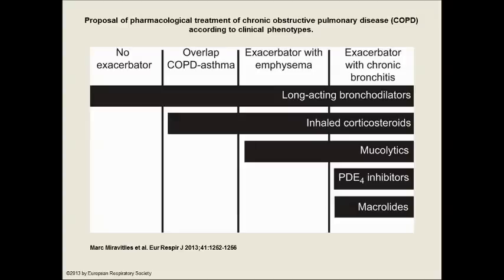So all patients will get long-acting bronchodilators, whether you have no exacerbation but are symptomatic, the overlap syndrome, exacerbated with emphysema and exacerbated with chronic bronchitis. But obviously, the overlap syndrome would get inhaled corticosteroids as part of the basic treatment. For a patient who is exacerbating but does not have emphysema, one could then add a mucolytic because, I think this is a bit, we could discuss this, where the use of mucolytics, there is some data to support that. And for the ones with chronic bronchitis, we could add on to the LABA, ICS, a PDE4 inhibitor, and if that doesn't work, the macrolides.